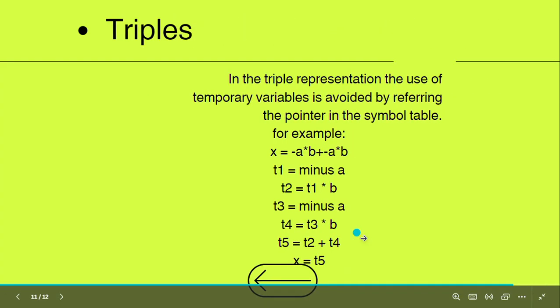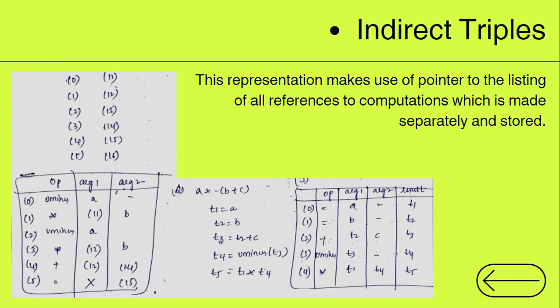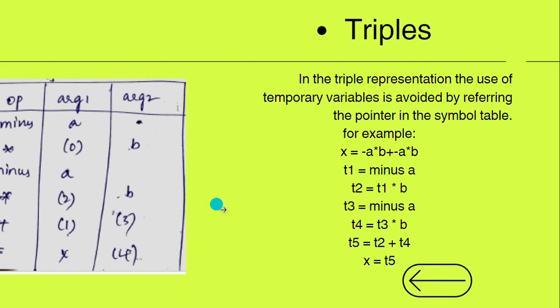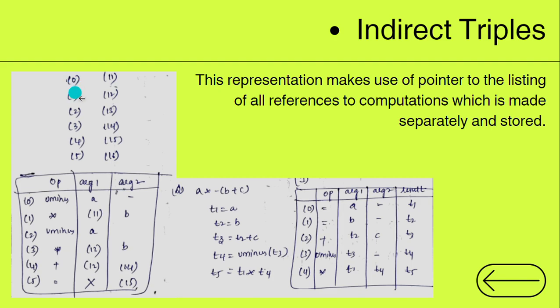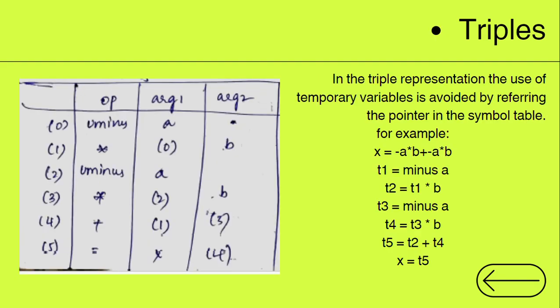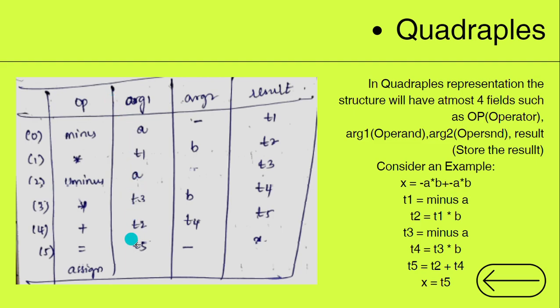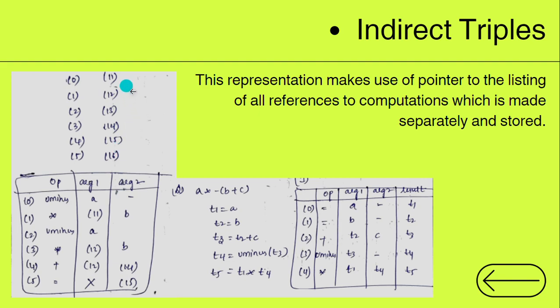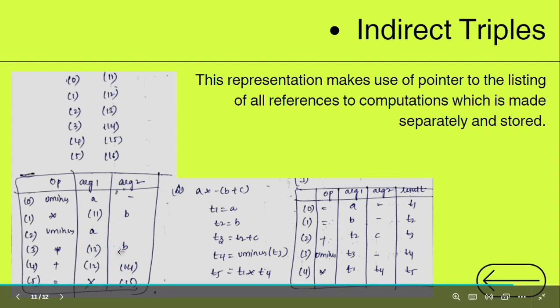In the last one, indirect triples, we took pointers 0, 1, 2, 3, right? But in this form we are replacing it. In the previous form we took T1, T2 variables. Now in the indirect one also we are taking only pointers, in different pointers, like for 0 we are taking 11, for 1 we are taking 12, and indirectly we are storing it in a very different form, like that.